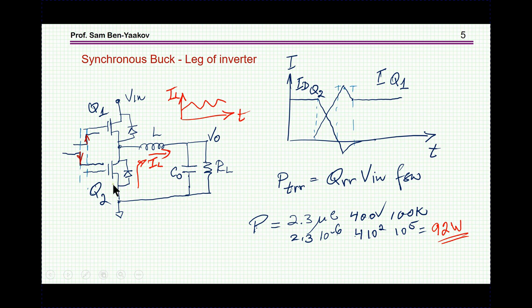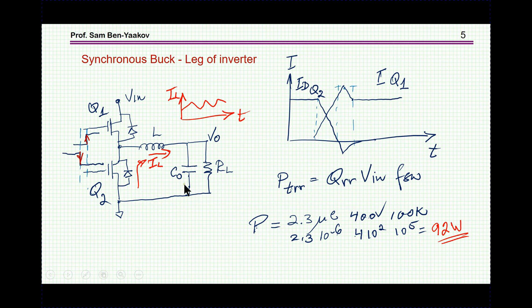It's not going to the load. So what's the amount of this average current? Well, the average current will be the charge times frequency, and the power will be the charge times frequency times Vin, which is the voltage here.